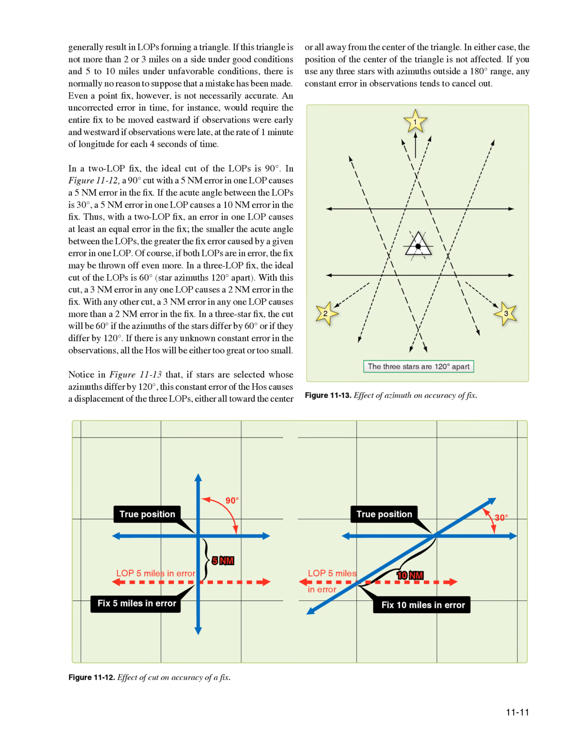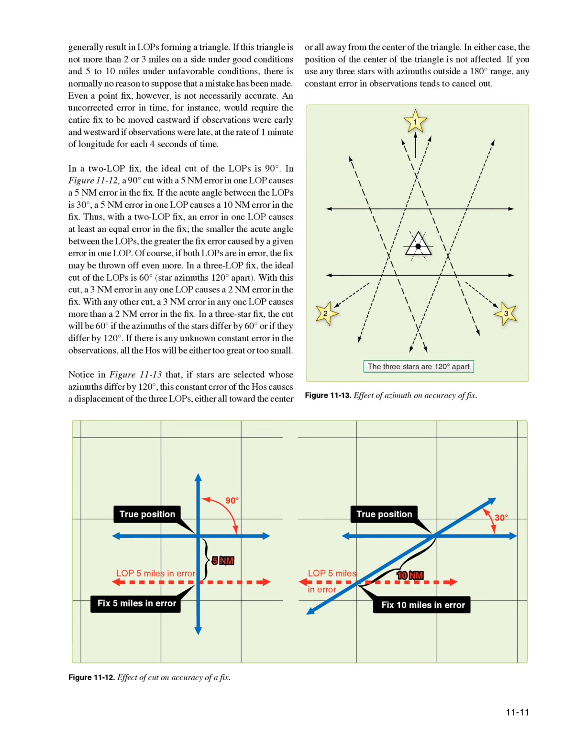If the acute angle between the LOPs is 30 degrees, a 5 nautical miles error in one LOP causes a 10 nautical miles error in the fix. Thus, with a 2-LOP fix, an error in one LOP causes at least an equal error in the fix. The smaller the acute angle between the LOPs, the greater the fix error caused by a given error in one LOP. Of course, if both LOPs are in error, the fix may be thrown off even more.